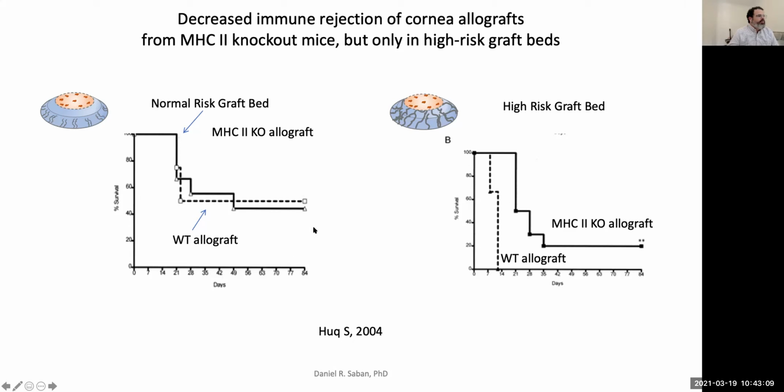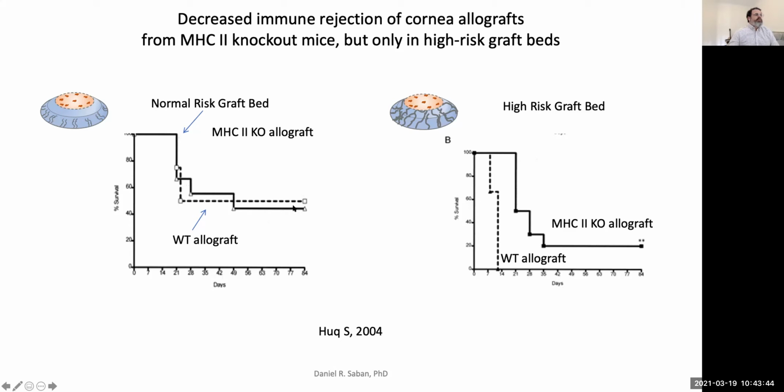Remember that I said previously that in certain combinations of donor and recipient, I believe this is B6 to BALB/c, you get a 50% spontaneous acceptance of the graft, and you can see that here. So in the normal risk graft bed, and I'll explain that in a second, you get a 50% spontaneous acceptance. If you transplant an allograft with a knockout for MHC class 2, there's no difference.